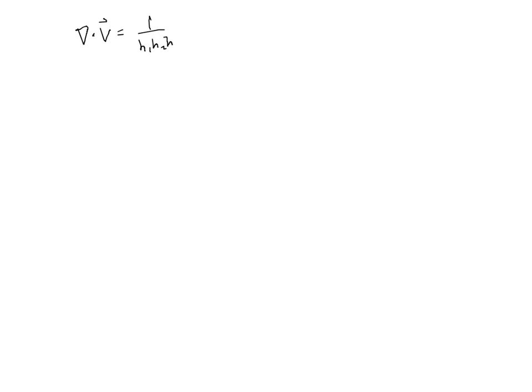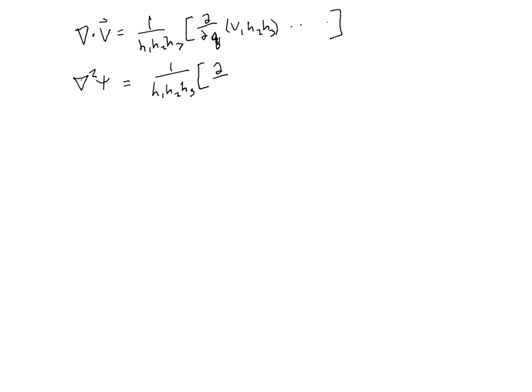like 1 over h1, h2, h3 times these partial derivatives with respect to q1, well, v1, h2, h3, etc. And then when you take a Laplacian, that's going to be something similar, because it's basically a divergence of a gradient, and so you end up with partial with respect to q1 of h2 h3 over h1 times this derivative of psi.